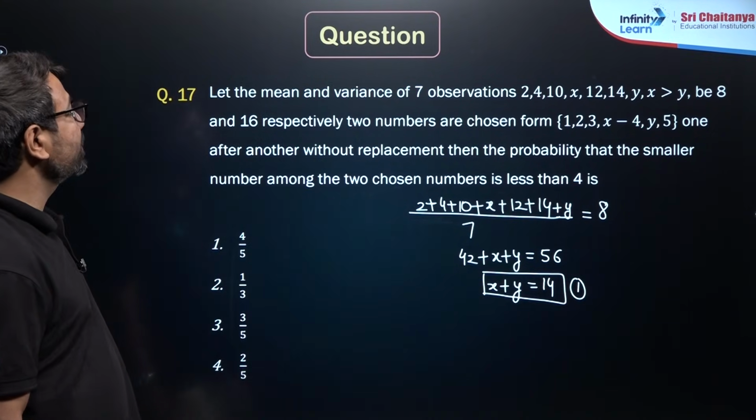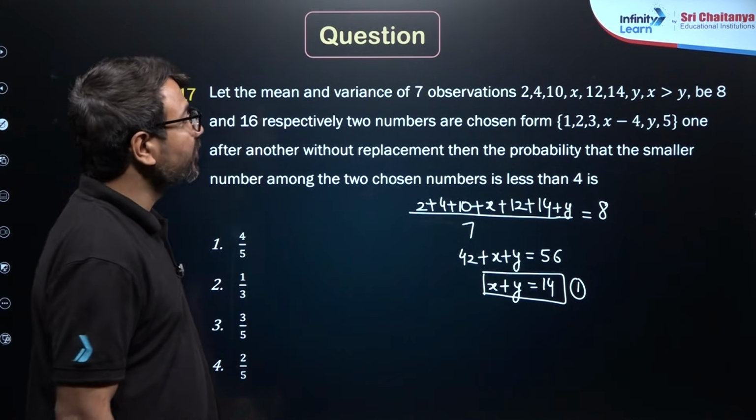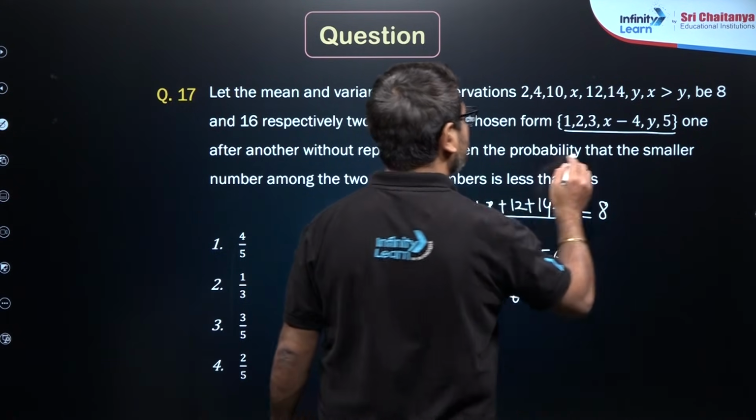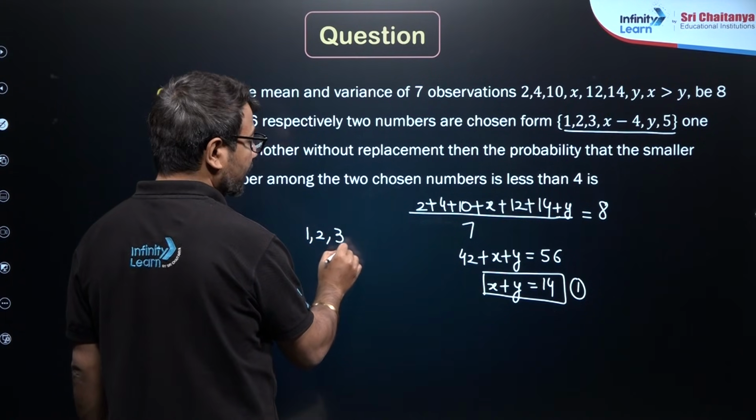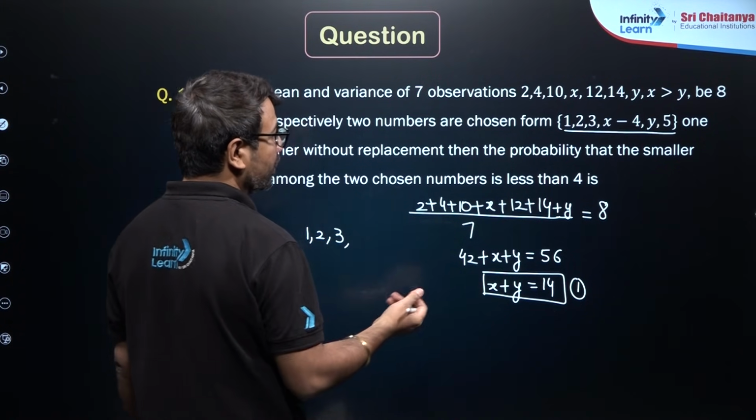Next, my dear students, two numbers are chosen from the list here. If you see this list, you have 1, then you have 2, then you have 3, then you have x minus 4.